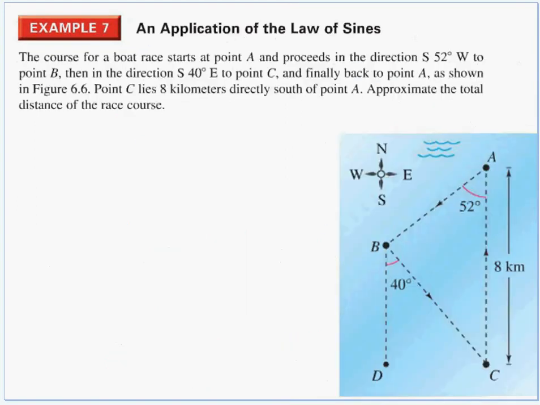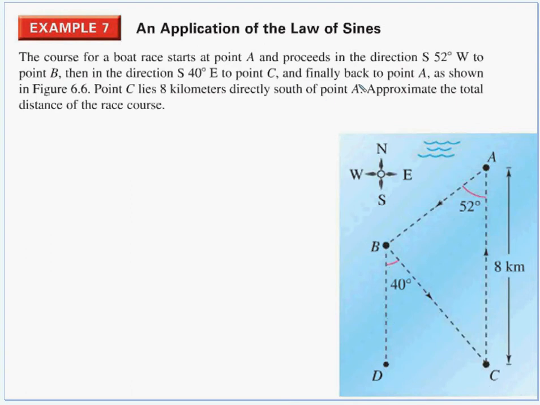And now an applied problem. Okay, we have here a boat race. The course starts up here at point A, and then it proceeds in the direction of south 52 west. So from this point, if we go south and then break 52 degrees to the west, we're heading to the next leg of the boat race. And then we get to point B. Then at point B, the direction changes to south 40 east. So we're looking to the south, but we're going to break 40 degrees to the east to go to the last point, point C.